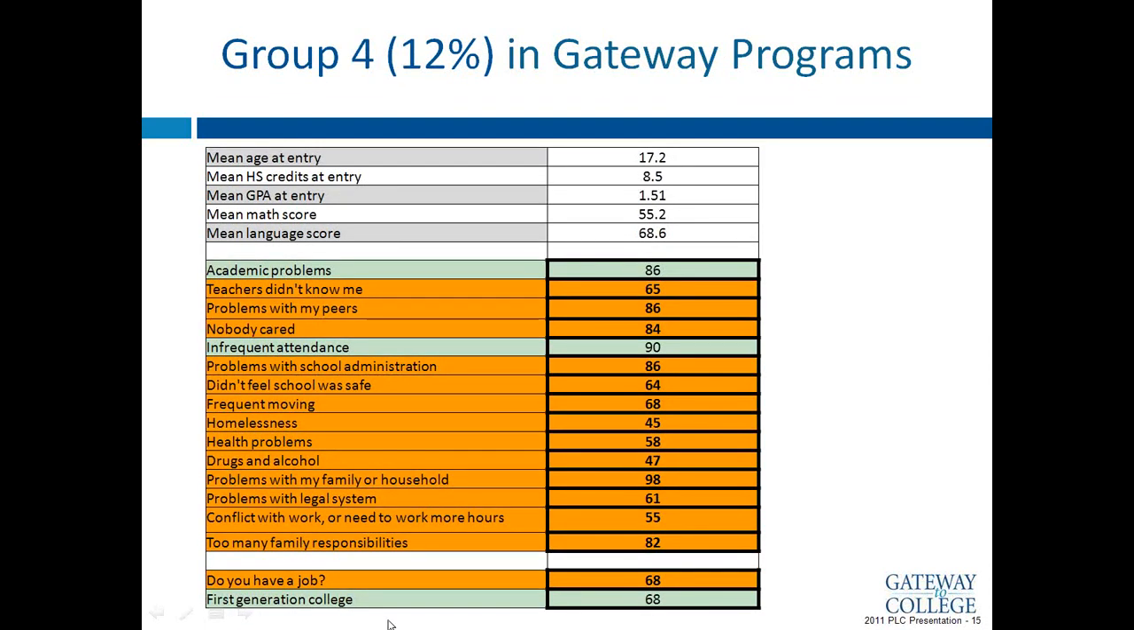And then our last group, which again is just over 10%, 12% of our students, as you can see, are students who have issues or perceived issues across the board. These are our students that are reporting issues with drug and alcohol. A tremendous amount of issues. 98% of them reported problems with family or household. They're having problems with the legal system. They also had problems with peers at school, felt that nobody cared, problems with school administration.